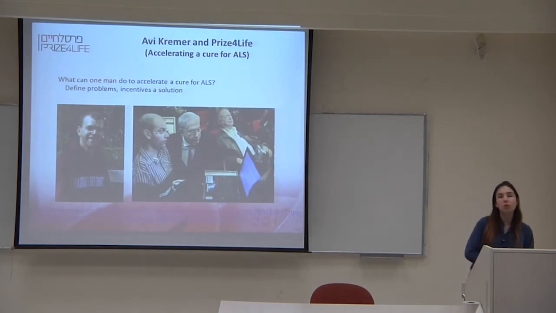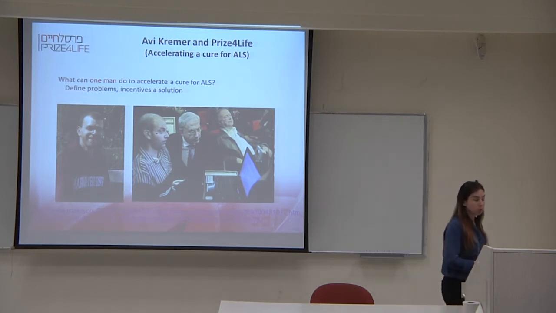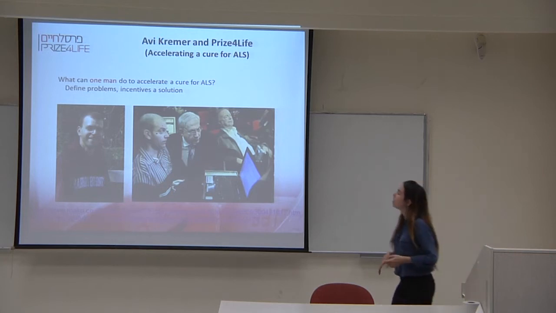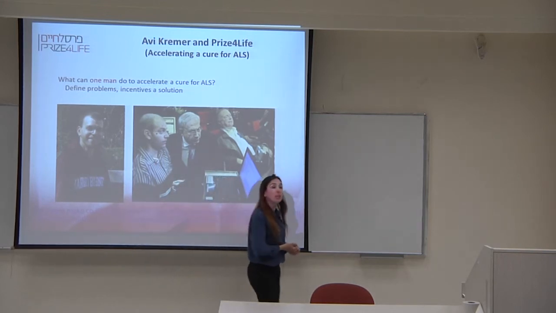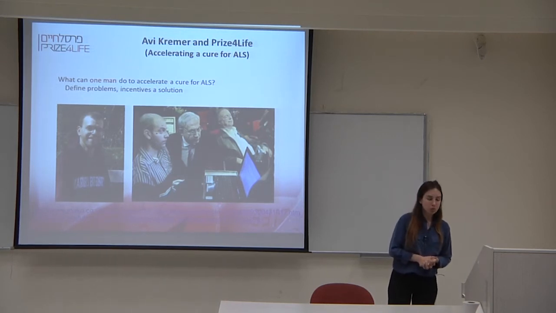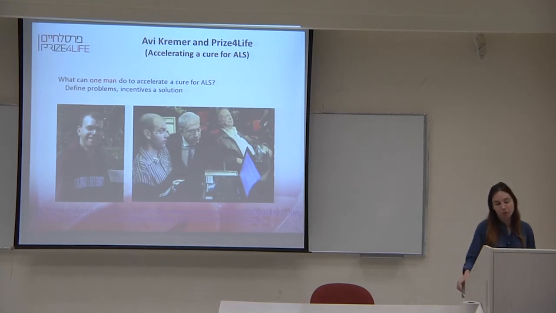Before that, I felt that I have due diligence to present our perspective, or Prize for Life's perspective. Prize for Life was established by Avi Kremer, who you can see here. When he was diagnosed with ALS, Avi was 29. He was a first-year MBA student at Harvard Business School. He had just moved to Boston, and he was planning to take over the business world. And he was diagnosed with a disease that has 3 to 5 years mortality and doesn't have any treatment.